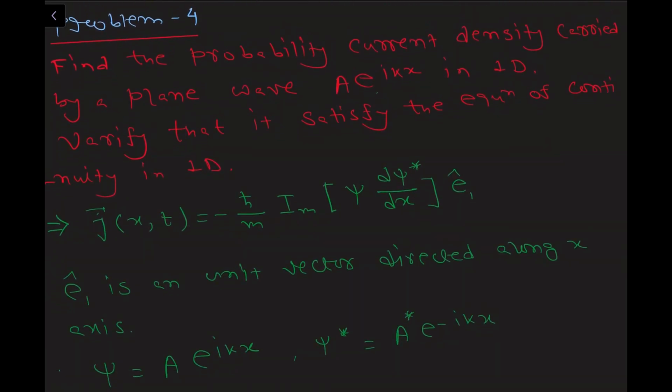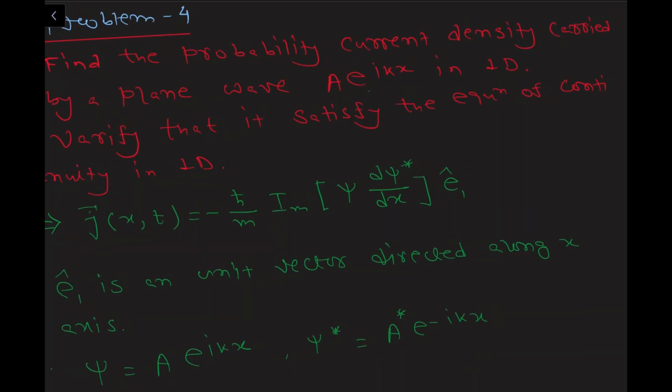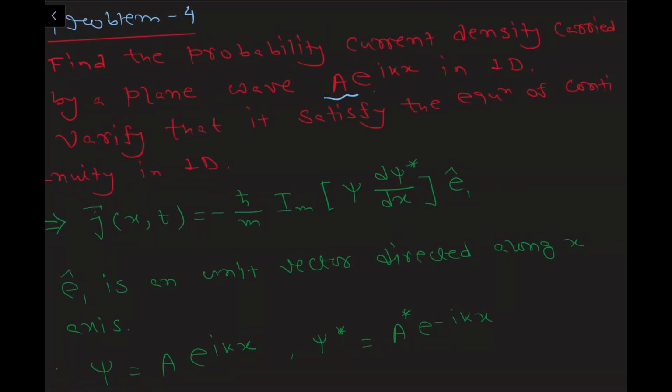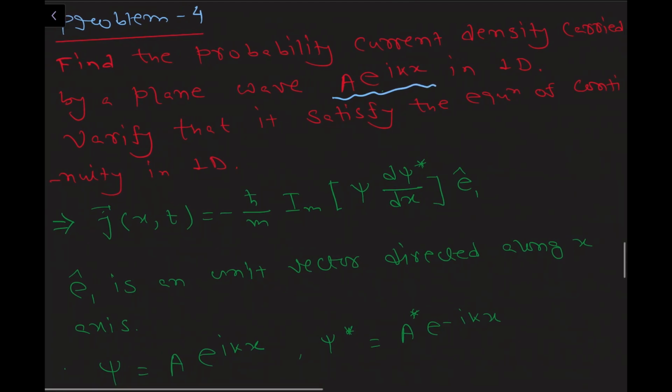Now came to our last problem of this lecture. Find the probability current density for a wave function representing a plane wave in one dimension. The wave function is given by a into e to the power ikx, and we also have to verify that this wave function satisfies the equation of continuity in 1D.